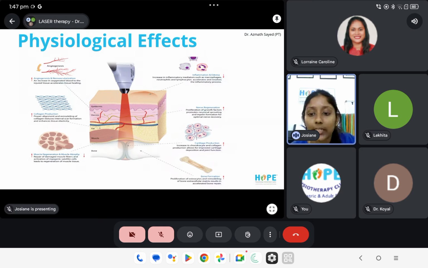Then it also increases cartilage production due to an increase in chondrocytes and collagen production, which allows for improved cartilage deposition and joint function. And the last one, it increases bone formation. Proliferation of osteocytes and remodeling of the bone extracellular matrix results in accelerated bone repair. So these are the physiological effects provided by the laser.